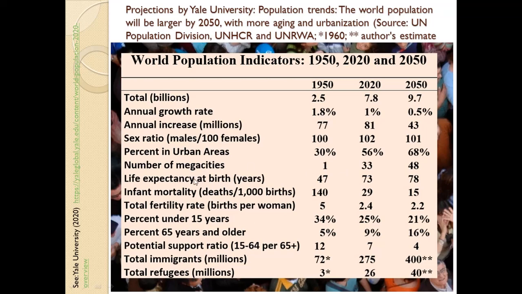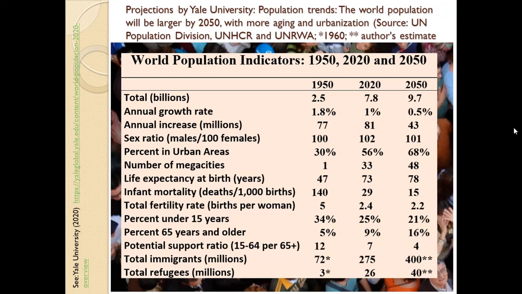And of course, again, life expectancy was at 47 in the 1950s, and it has grown to 73 by 2020. So by 2050 the life expectancy would be at 78. So more people would be living for more years without dying. So the death rates would have reduced by then.